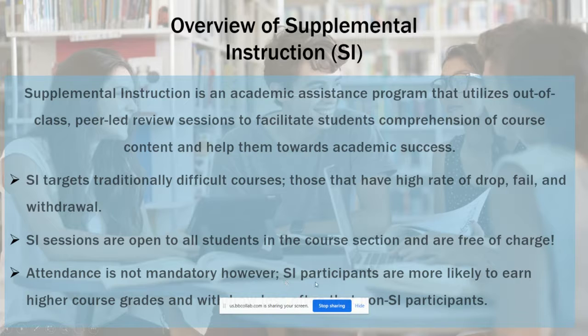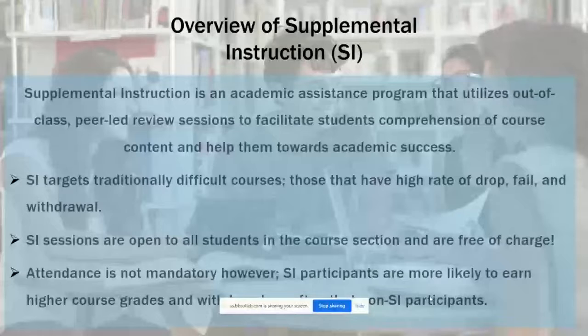Attendance is not mandatory. However, SI participants are more likely to earn higher course grades and withdraw less often than non-SI participants. Like anything else, basically, if you put in the effort, you will see results. And statistically, since the program started, people that attend have passed and had higher grades than the people that didn't attend.